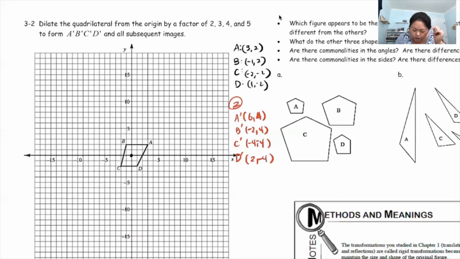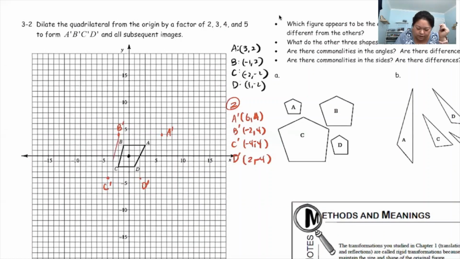Okay, so let's draw this out. 6, 4, that's A prime, -2, 4, B prime, -4, -4, C prime, and 2, -4, D prime. Don't forget to connect your dots. Again, rulers are really helpful. The more precision you have in geometry, the better your picture is, the easier it is to understand the relationship.